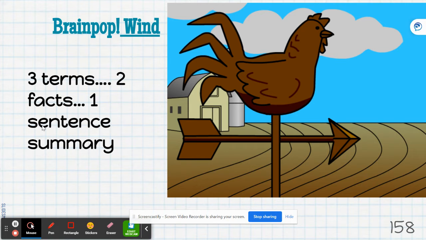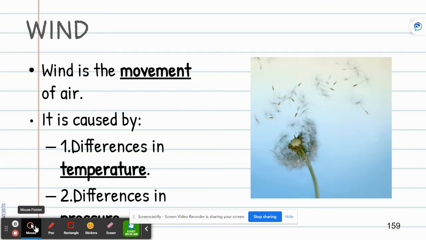I will start the kids in class with a BrainPOP. I will link this video in the comments, so be sure to check out the wind BrainPOP. Remember, you need to record 3 terms, 2 facts, and a 1 sentence summary at the end of your digital notebook. Then the students will be taking some notes.